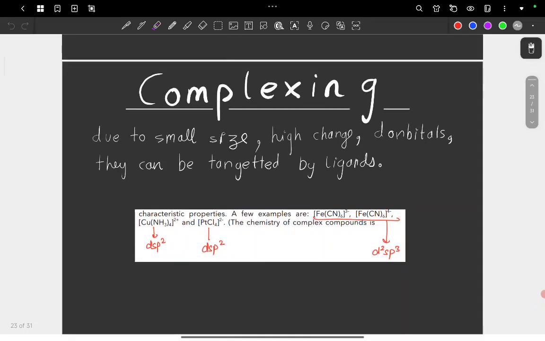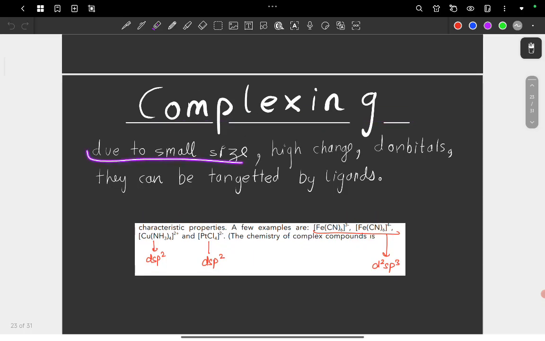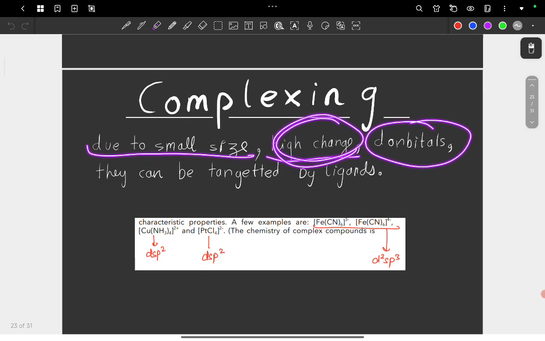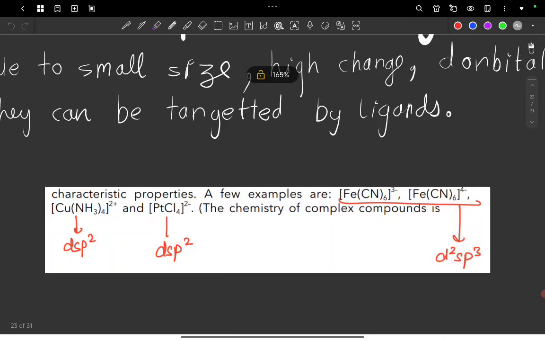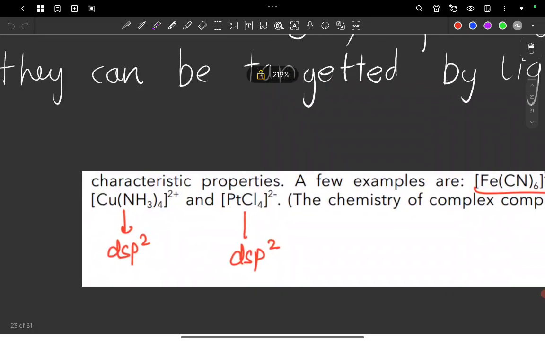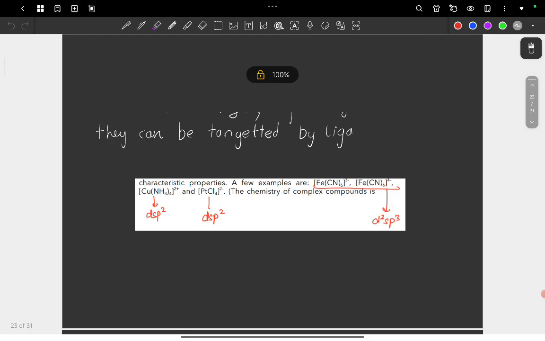Let's now talk about some of their abilities, the D block elements. The D block elements have the ability to form complexes. Due to their small size, high charge density, and their d orbitals, they can accept lone pairs from a ligand. And this allows them to form complexes very easily. And keep in mind some examples: Cu(NH3)4 2+ is dsp2 and PtCl4 2- is dsp2.